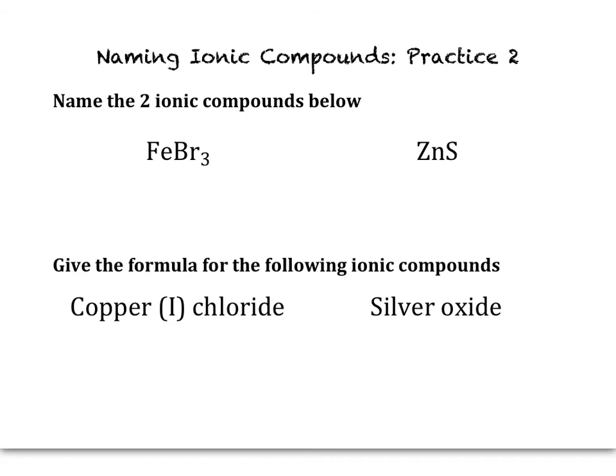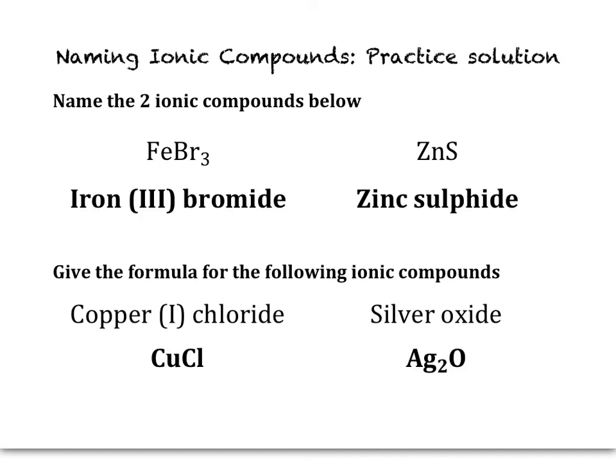Another practice question. Name the two ionic compounds below, FeBr3, ZnS, and give the formula of the following ionic compounds: copper 1 chloride, silver oxide. You should now pause the video until you have completed the exercise. I shall give you the solution in the next slide. Please pause now. Here are the solutions for the questions in the last slide. If you got these wrong and don't understand why, then I suggest you review the video.